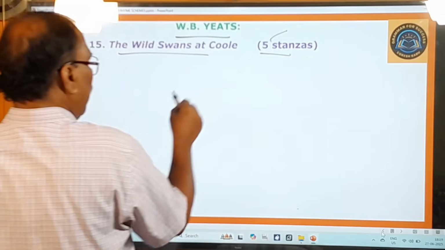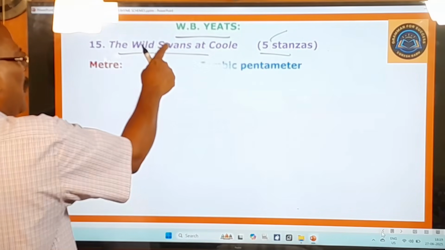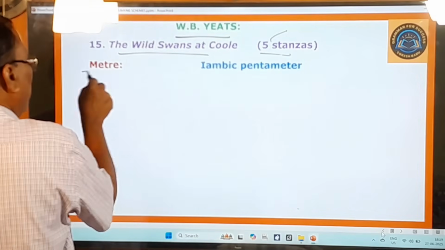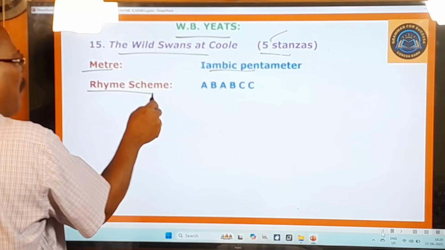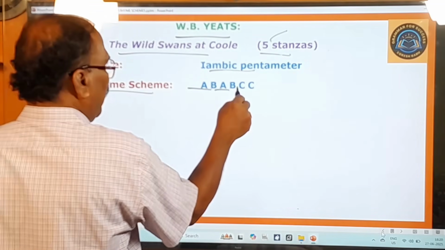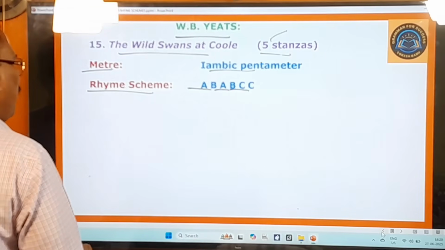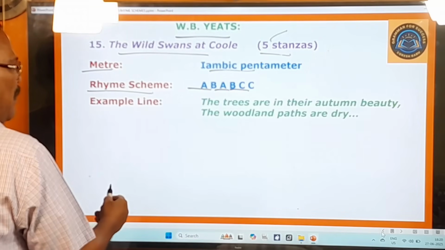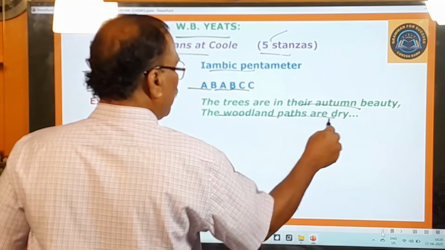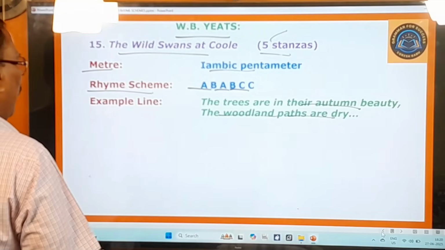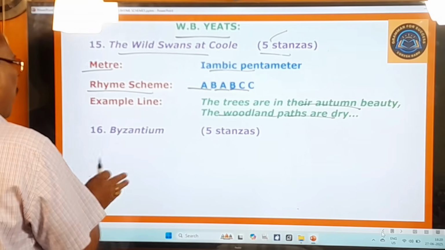5 stanzas are there in this poem. Remember, in this poem, there are 5 stanzas, and the meter followed is iambic pentameter. And the rhyming scheme followed is ABABCC. Next, some example is given here: the trees are in their autumn beauty, the woodland paths are dry. Some lines are given. Okay, you go to the 16th poem, Byzantium.